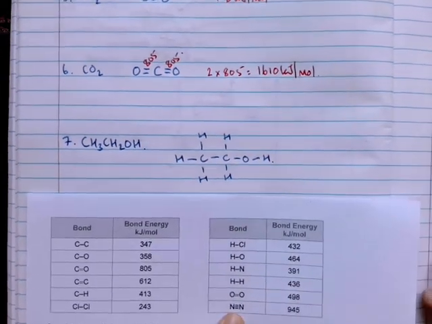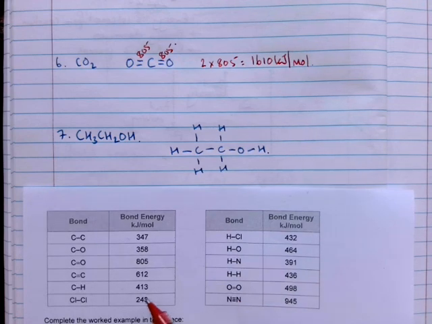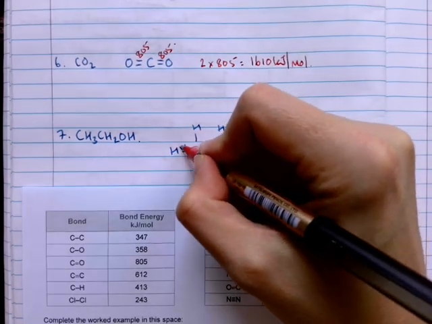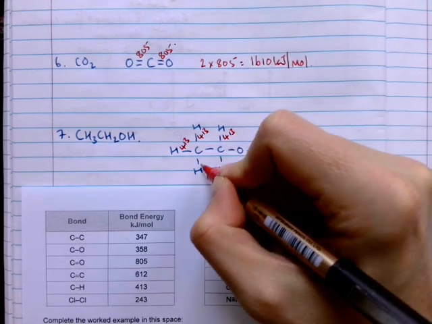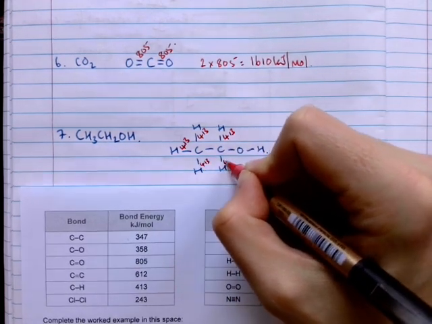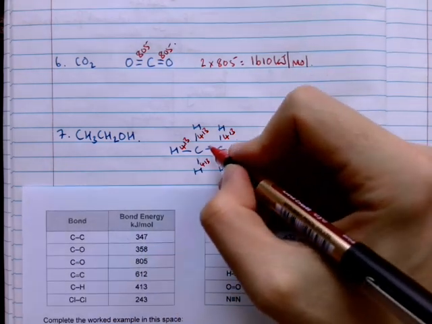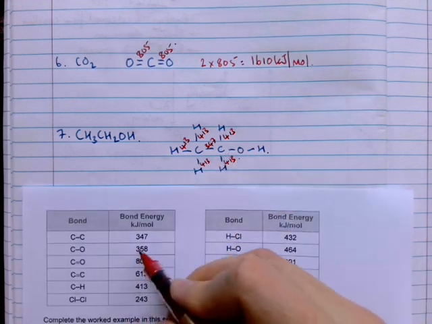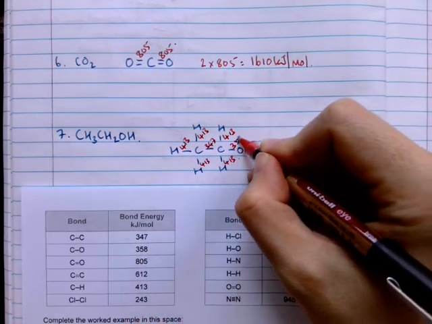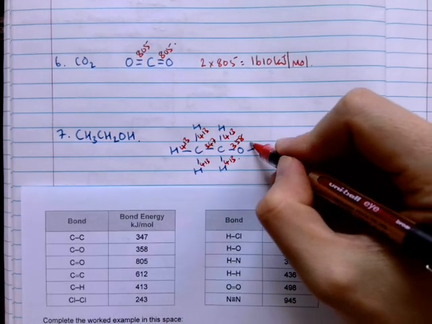And the last one. Okay, hopefully you all had a go at this one. So my CH bond is 413. So this is 413, 413, 413, 413, 413. My CC bond is 347. My CO bond is 358. And my OH bond is 464.